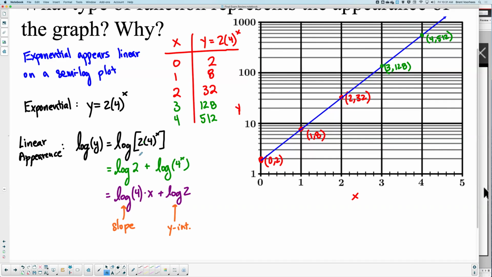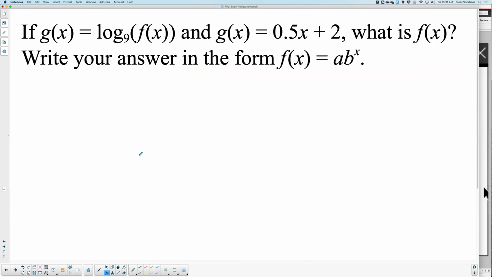Okay? Is that it for semi-logs? Yes. Let's review some compositions here. It says that g of x equals log 9 of f of x, and g of x equals this. What is f of x? So good old-fashioned algebra here. Let's finish up with some good old-fashioned algebra. If I want to solve, what could I do first here if I'm trying to solve for it? It says, what is f of x? That's what I'm trying to solve for. I'm trying to solve for this f of x. How could I begin this problem?